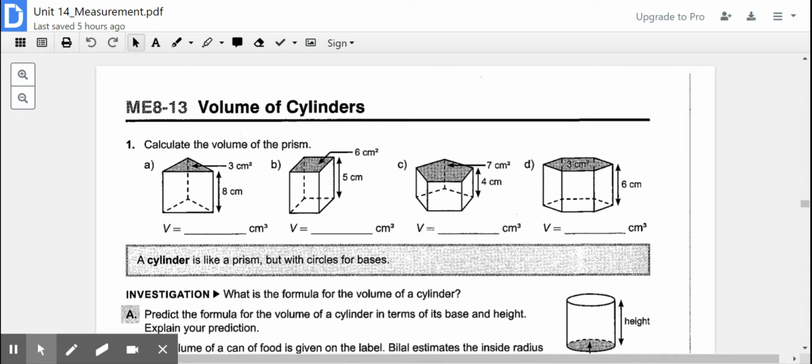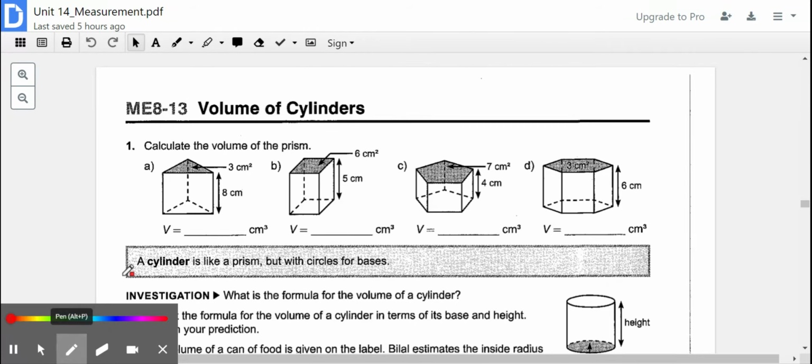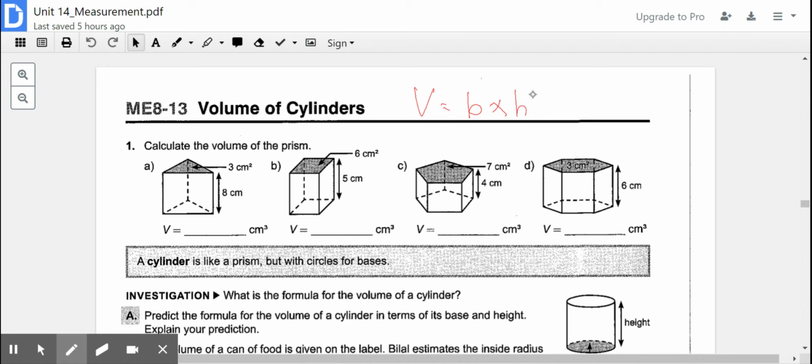Now the cool thing is we've been practicing this already, and we know that the volume of a prism is simply volume equals the area of the base times the height. So they've given us the area of the base here, and the height is here. So the volume equals base times height. 3 times 8 is 24 centimeters cubed. The area of this rectangular prism is 6 times 5 because the base is 6, the height is 5. 6 times 5 is 30 centimeters cubed.